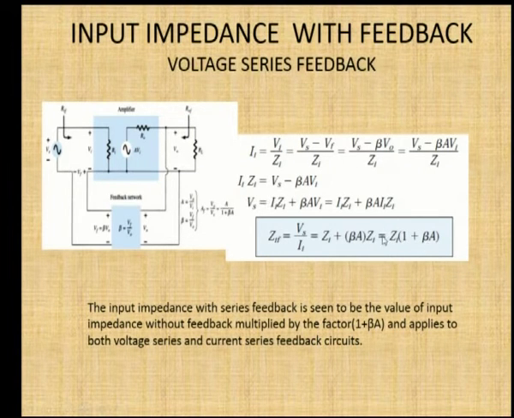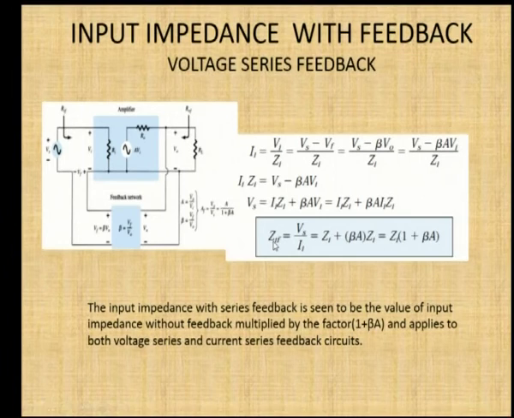This is simple substitutions and simplifications. After this, you will be getting Zi into 1 plus beta A, right. So, here Zi is the input impedance without feedback and Zif is the input impedance with the feedback. And what is the resultant? If the feedback is given, what happens to the input impedance of the circuit? Come to the conclusion that it is increasing, the input impedance is increasing for voltage series feedback.